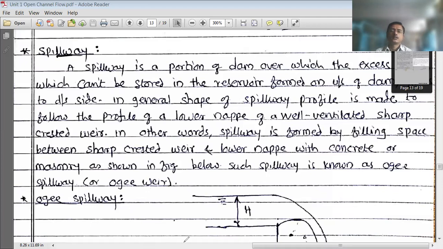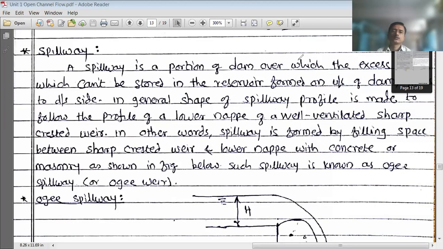Up to the FRL level, full reservoir level, water will be stored in the dam itself. Beyond that, the water is excess water. That water has to be drained out from the dam, and this excess water will flow over this dam portion or the weir portion. And this is the main function of spillway.